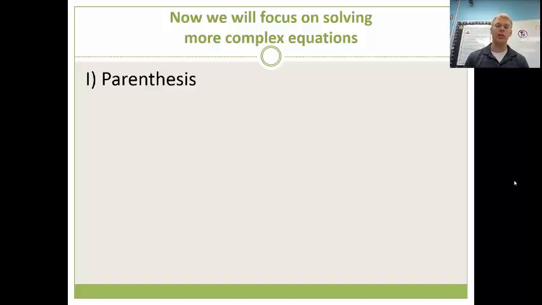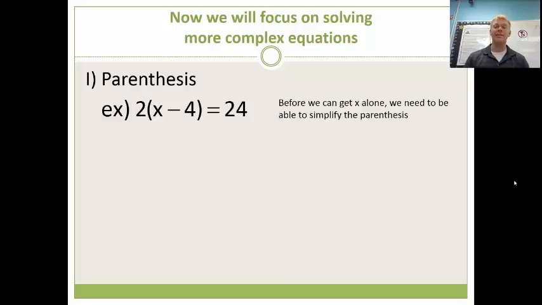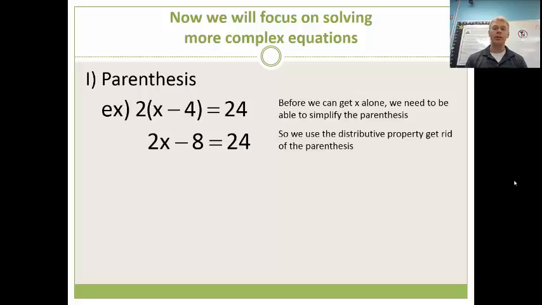So the first thing we're going to look at that could make your equation a little more complex is parentheses. If we look at this example, we have 2 times the quantity of x minus 4 equals 24. Before we can do anything to get the variable alone, we have to get rid of these parentheses because we can see the variable is inside those parentheses. So we go back to Unit 1. How would we simplify having a value being multiplied by parentheses with more than one term inside? We use the distributive property. Distribute the 2 to the x and to the 4. We get 2x minus 8 equals 24.